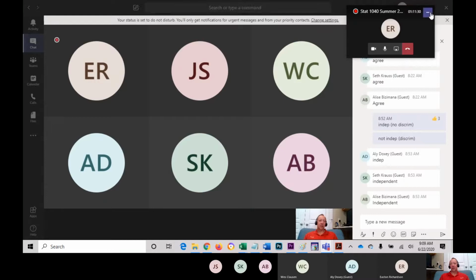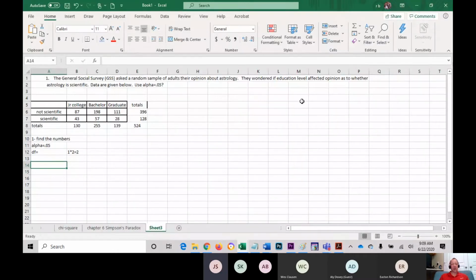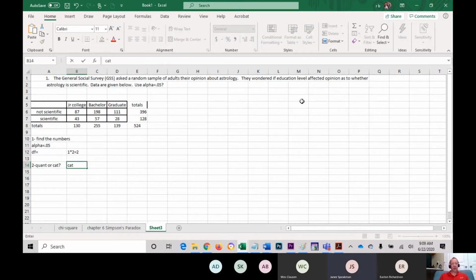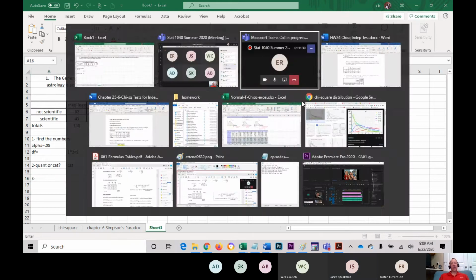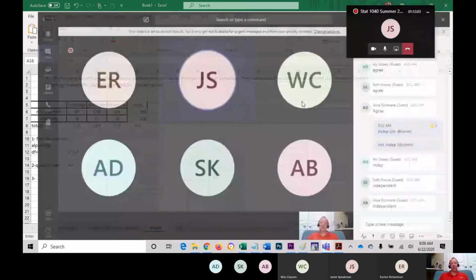All right, step number 2 is what? Janie, it must be your turn. We decide if it's quantitative or categorical. Categorical. You know what the categories are? Junior college, bachelor, and graduate? Actually scientific and not scientific. That makes sense. All right, step number 3 is what?